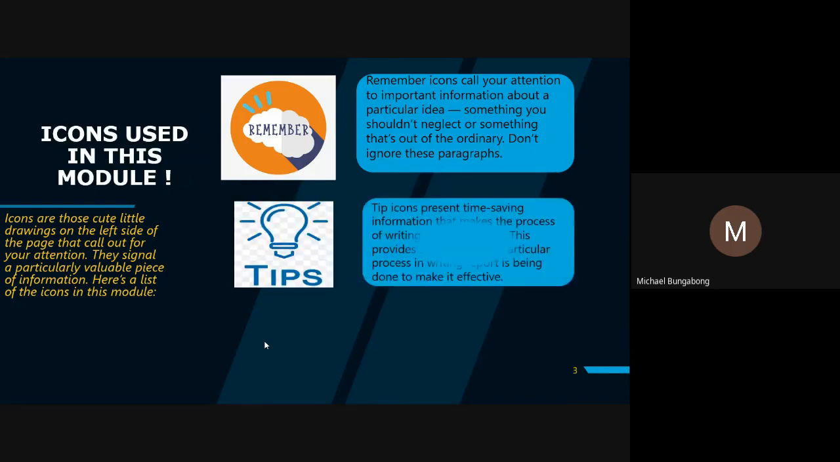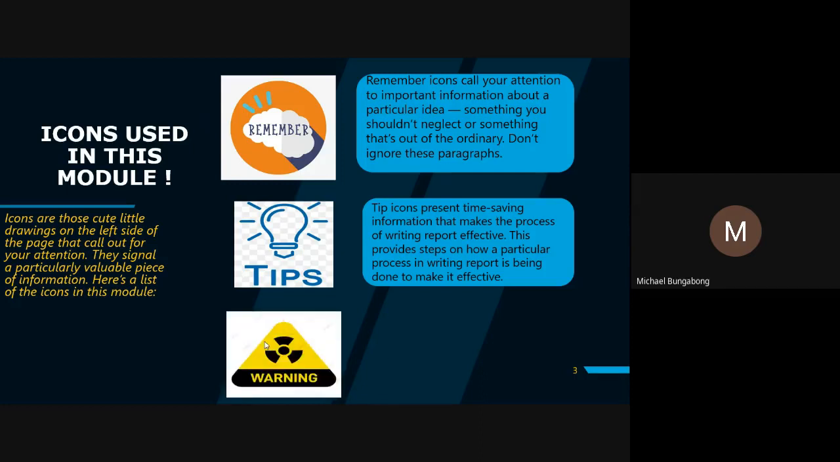What do you mean by that? This tip icon presents time-saving information that makes the process of writing reports effective. It provides steps on how a particular process in writing a report is done to make it effective. So that is tips. Anything that provides you steps, a process, or a procedure is also important, so this icon is reserved for that.